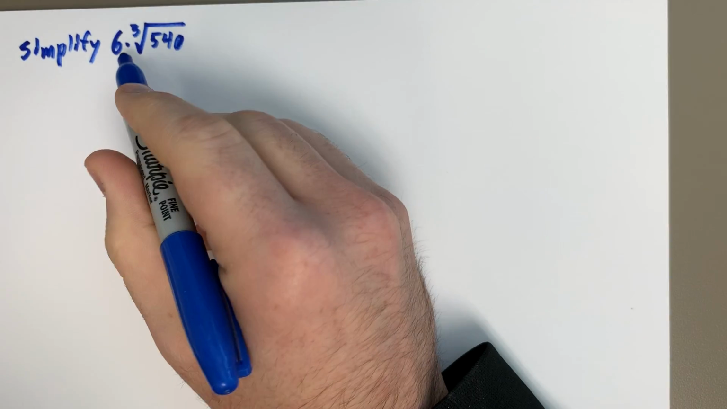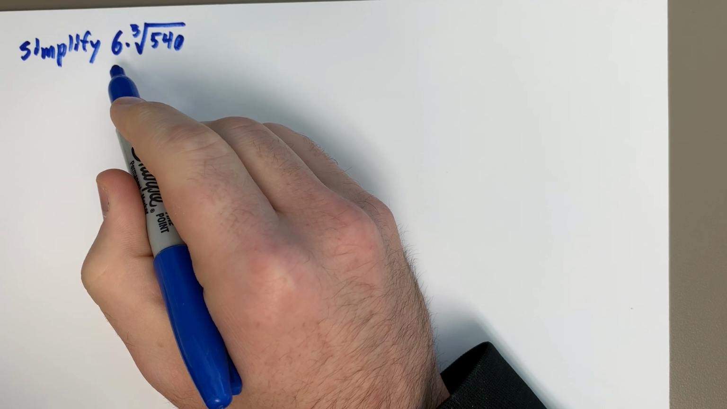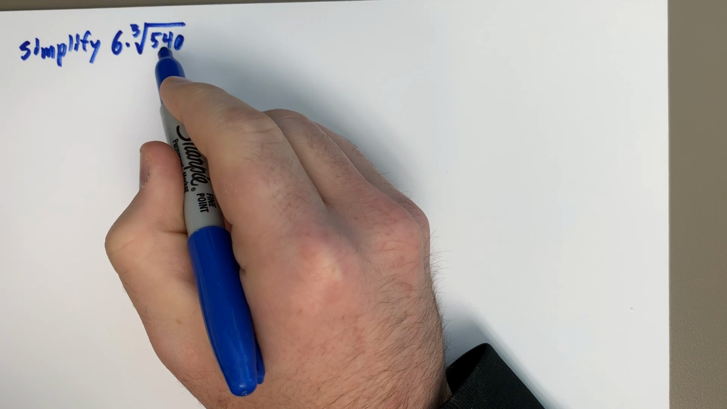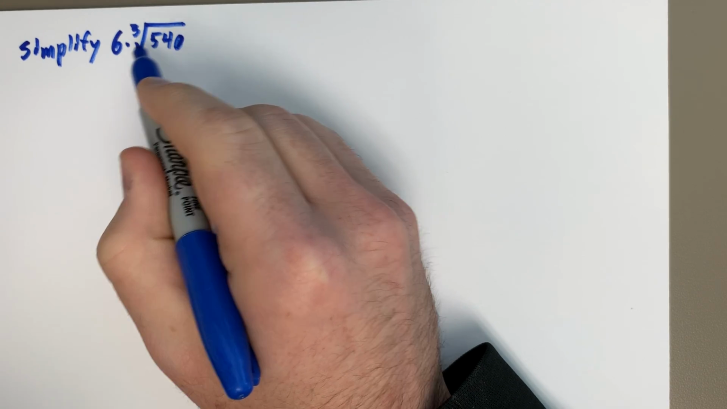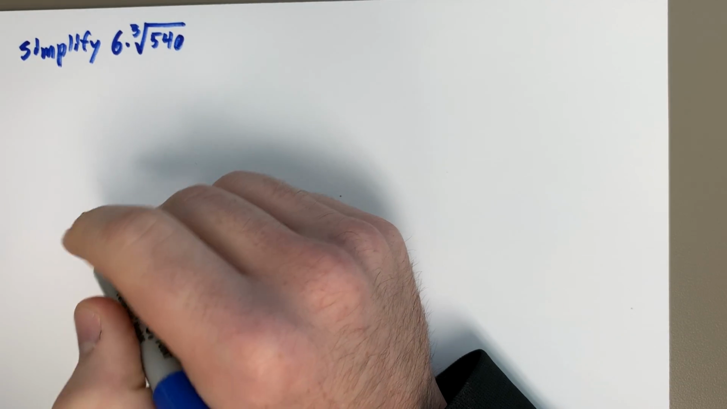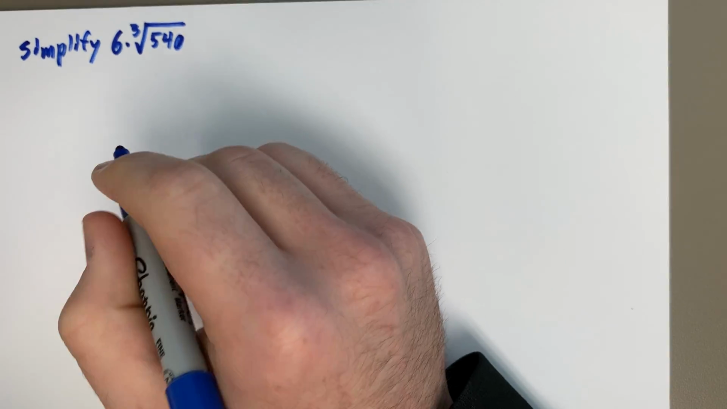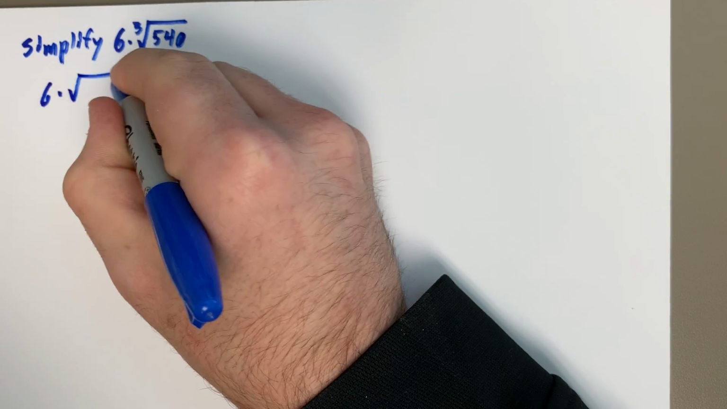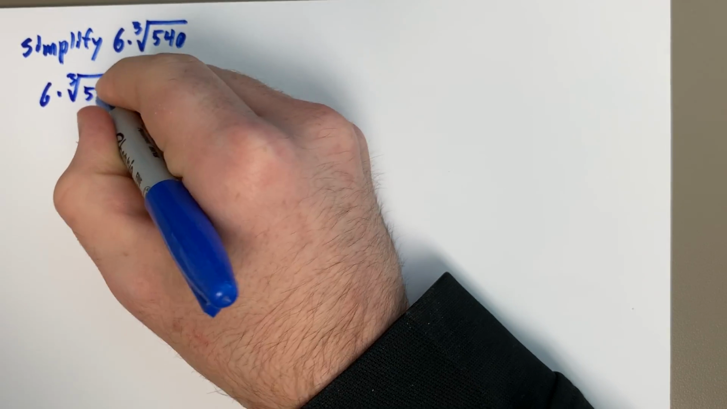So notice that we have the 6 out here in front. This thing is just going to get carried along for the ride. It's just being multiplied by the radical. We're going to have to simplify this radical, and then 6 is just going to be part of our work. It just gets carried along. So if I rewrite this, I have 6 times cube root of 540.